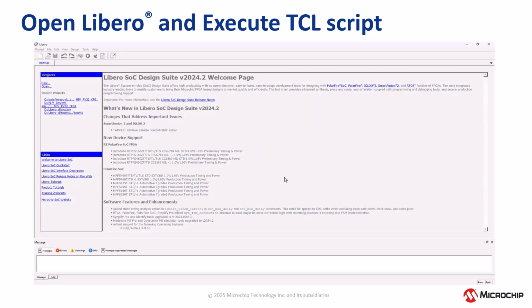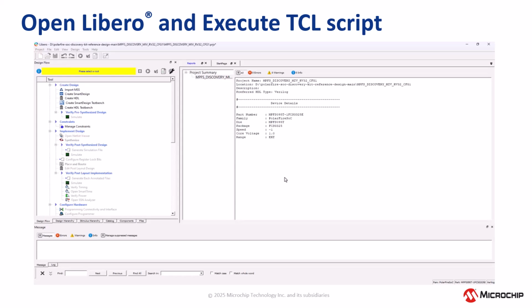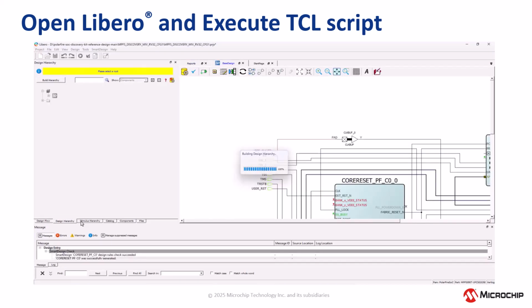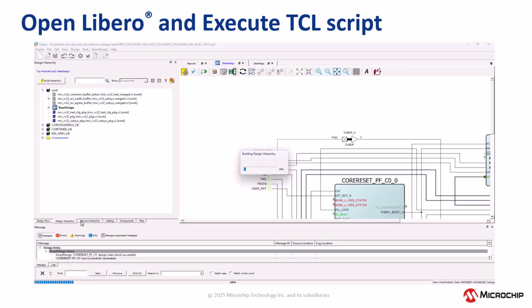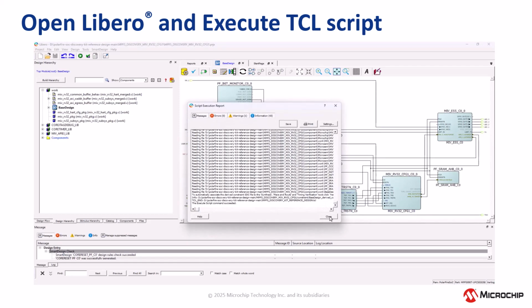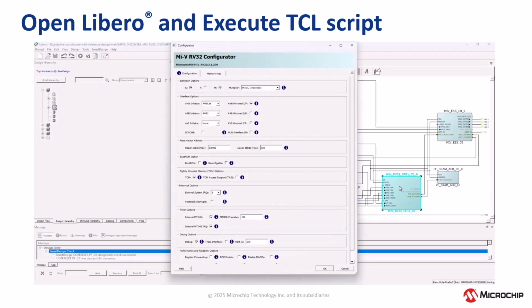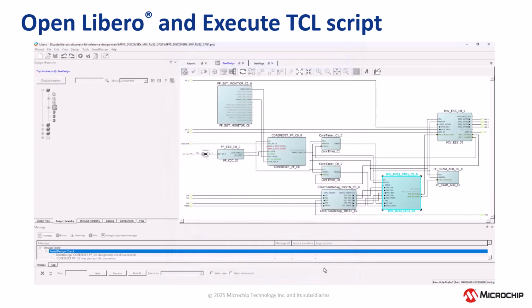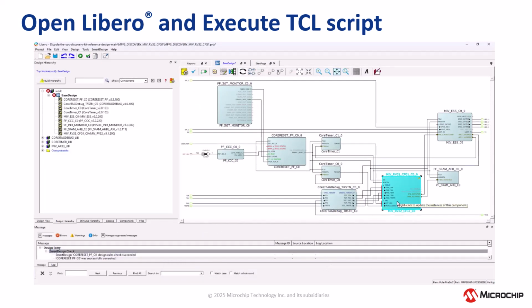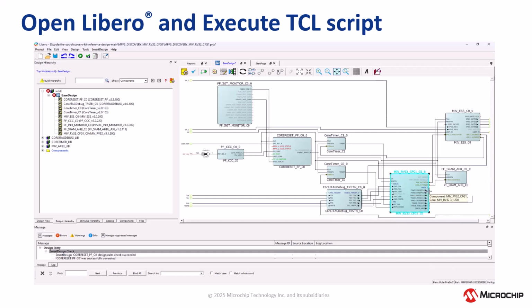Then click Run. This ensures that the generated reference design is configured for the Mi-V processor with required subsystems. Familiarize yourself with the project structure, focusing on the processor subsystem and memory blocks. In the SmartDesign canvas, double-click the Mi-V RV32 component, open the configurator, and enable the trace interface. Right-click the component and click Update Instance, and then promote all trace pins to the top level.